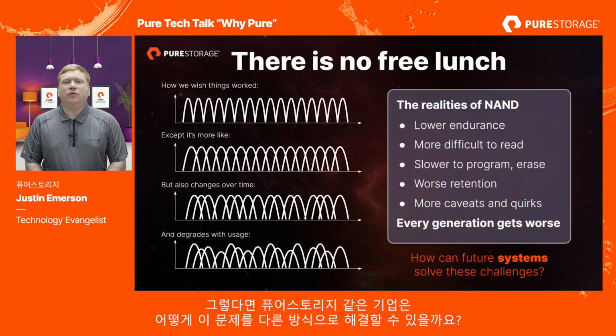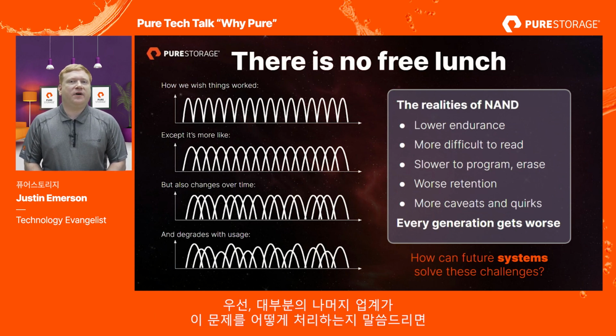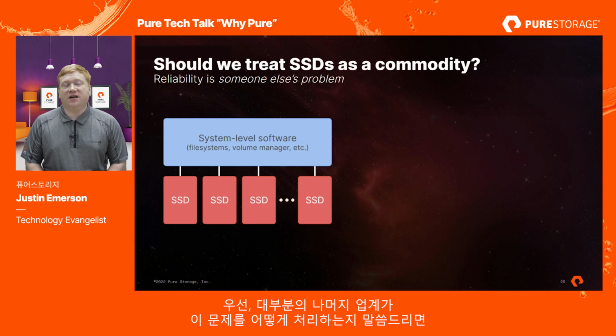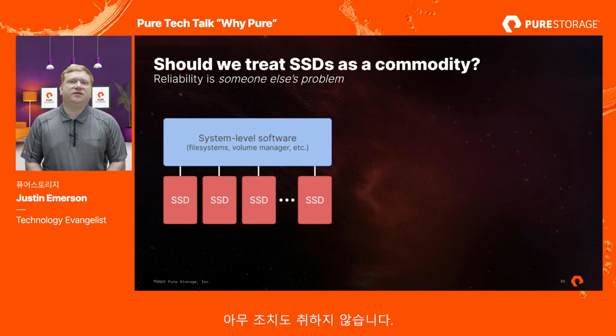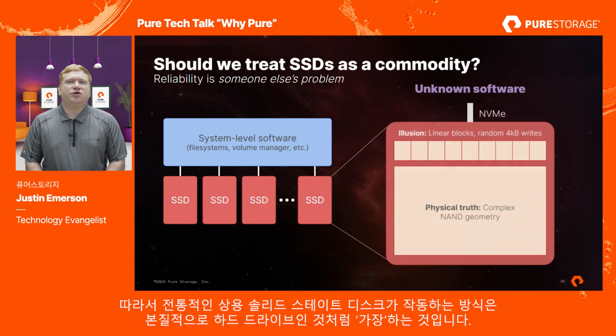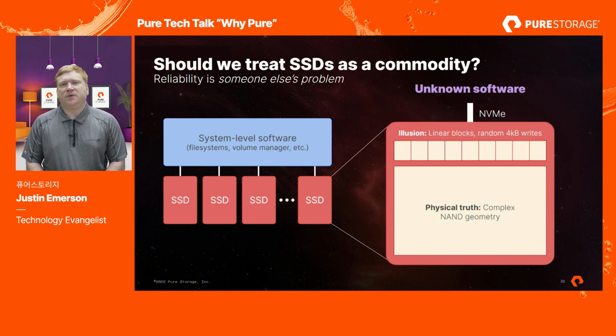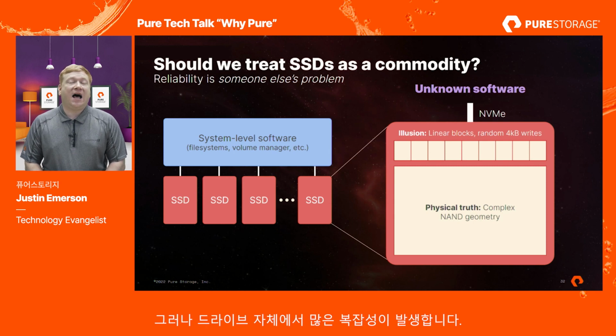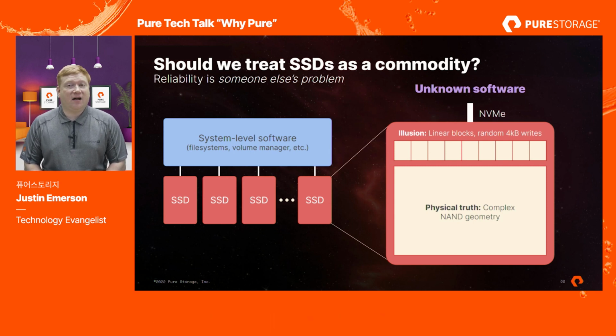So how can a company like Pure address this problem differently? Well, to start with, let's talk about how most of the rest of the industry treats this problem. And that is, they don't. Instead, they make it the drive's problem. So the way that a traditional commodity solid-state disk works is by essentially pretending to be a hard drive. And what that does is it makes it very easy to plug in to existing systems. But it creates a lot of complexity in the drive itself. And that complexity has a price.